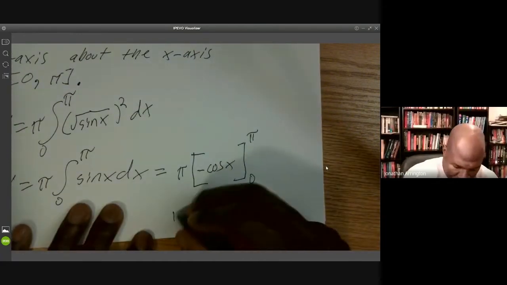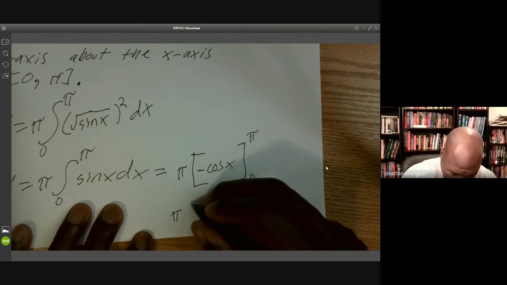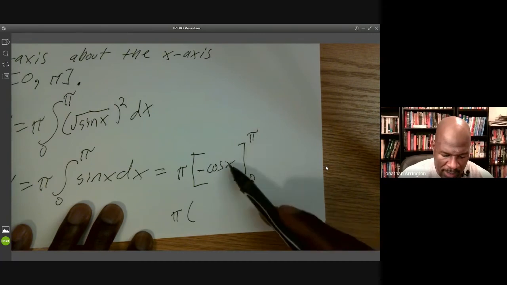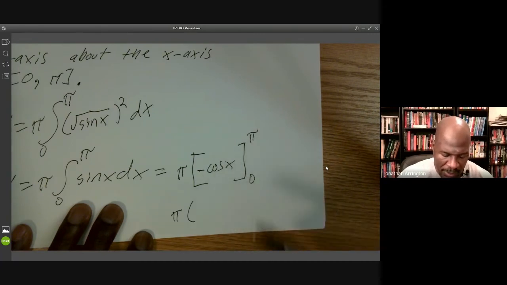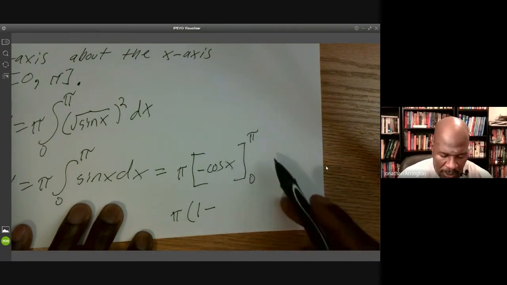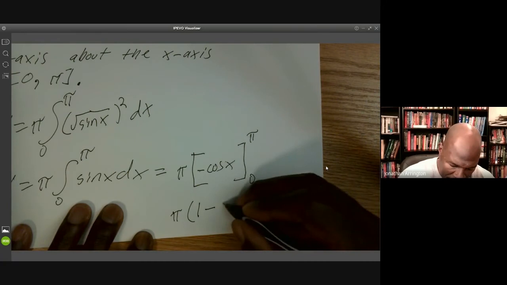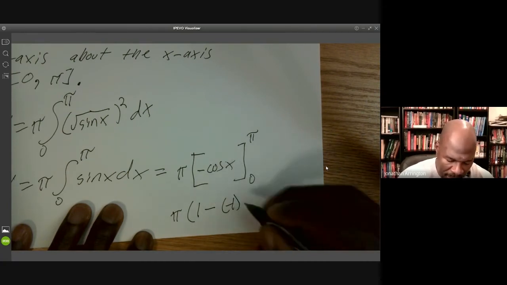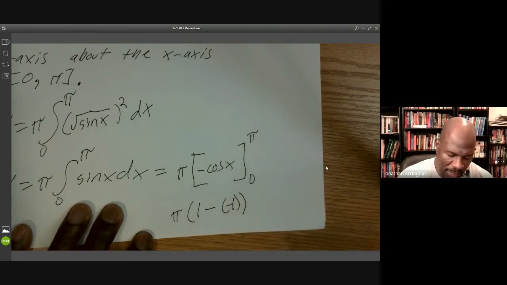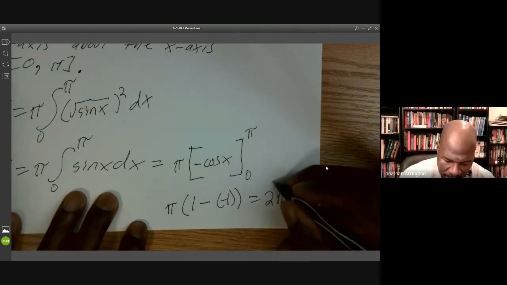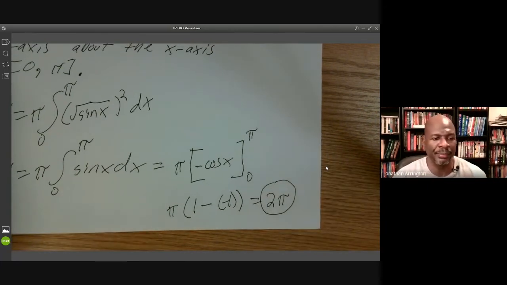All right. So cosine of pi is -1. That's negative, so that's going to make it +1 minus cosine of 0, which is 1. There's a minus sign, so that makes it -1. And 1 minus -1 is 2 times pi. So our answer is 2 pi. Okay, let's do one more example.